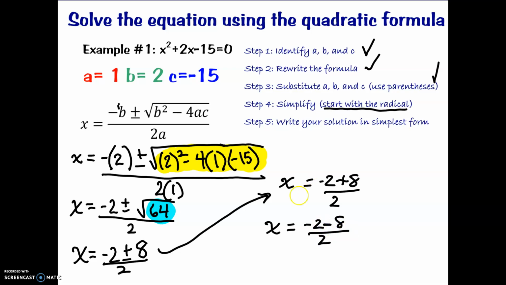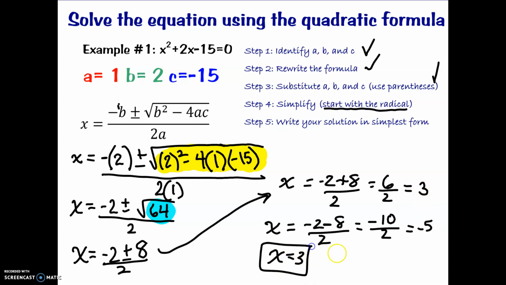And now I'm ready to simplify these two to show what my solutions are. -2 plus 8 is 6 divided by 2, and 6 divided by 2 we know is 3. -2 minus 8 is -10, and -10 divided by 2 is -5. So here this shows me that my two solutions for this quadratic are x equals 3 and x equals -5.